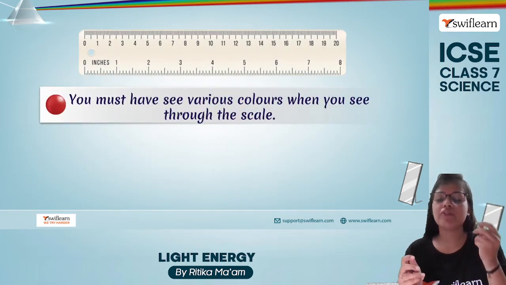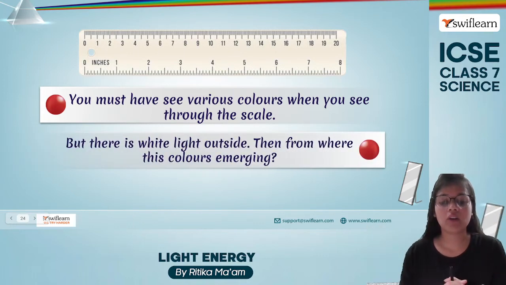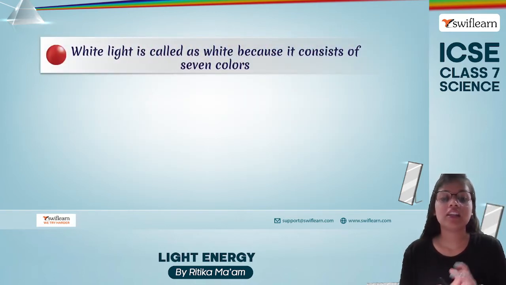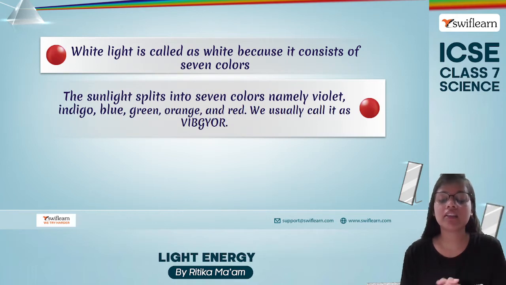We observe various colors. But since outside there is just white light, where are we getting these various colors from? White light consists of these 7 colors which we are able to see through the scale. And these 7 colors are also present in the rainbow, and we all know the name: Vibgyor, right?